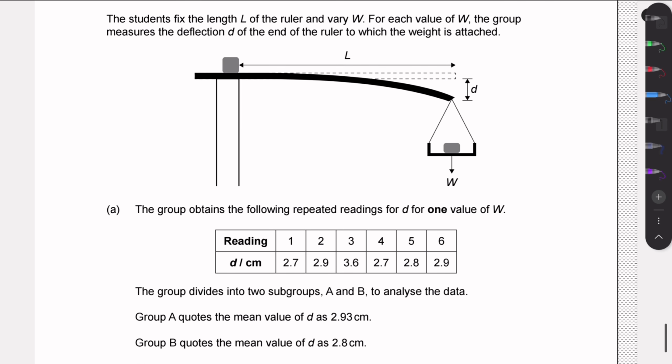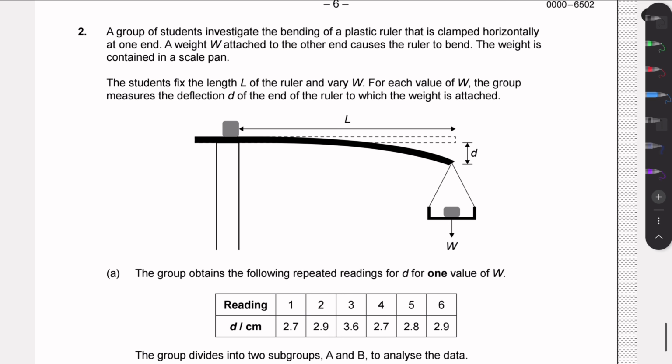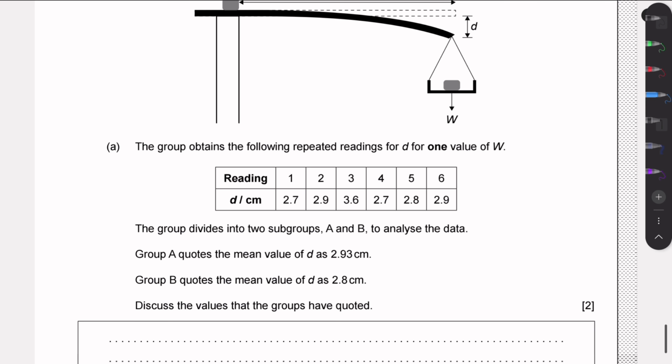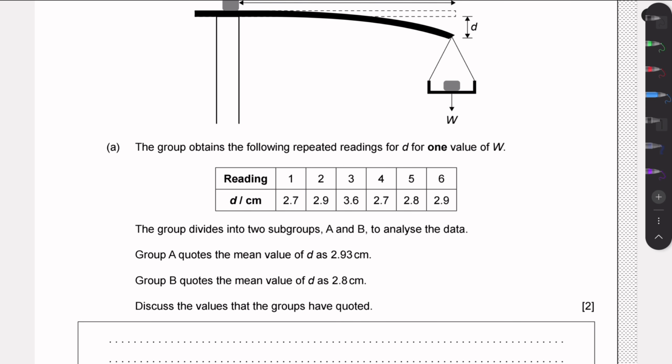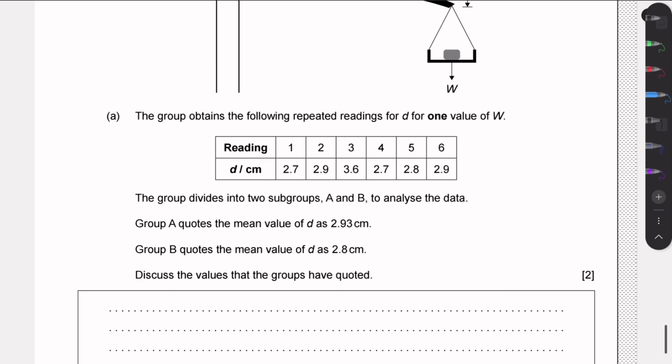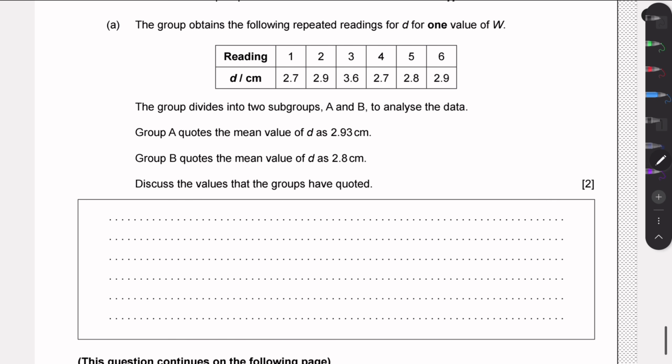And then question 2, we have a group of students investigating the bending of a plastic ruler. We have some weight clamped on one of the ends, and we're measuring this distance that this ruler bends down. We have a constant length L, and the group obtains the following readings for one value of W. So the group divides into two subgroups, A and B, who analyze the data. Group A says that the mean value is 2.93 centimeters, whereas group B says 2.8 centimeters for the mean. We need to discuss the values that the groups have quoted.